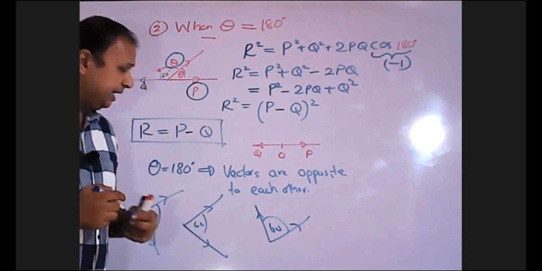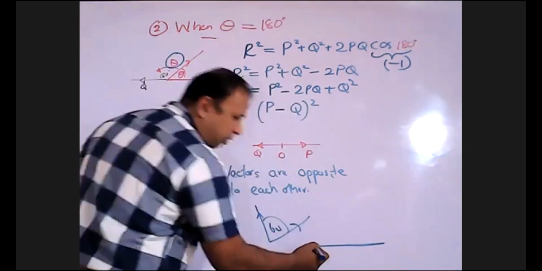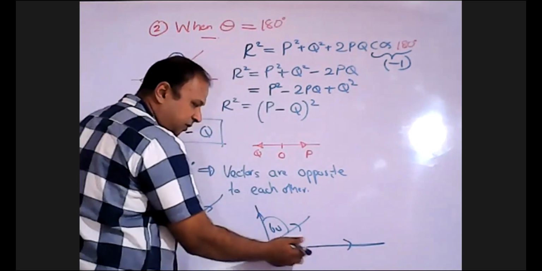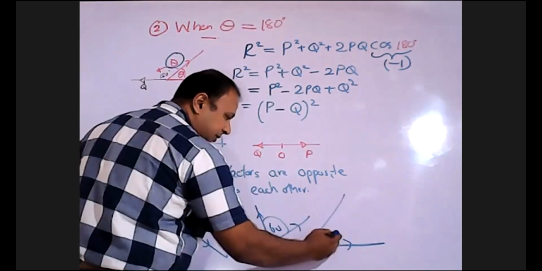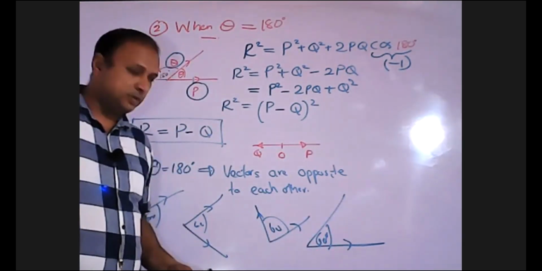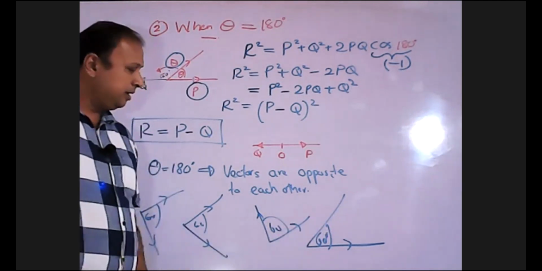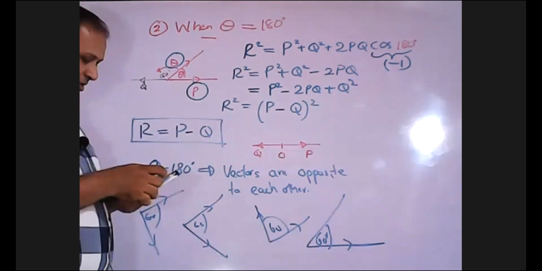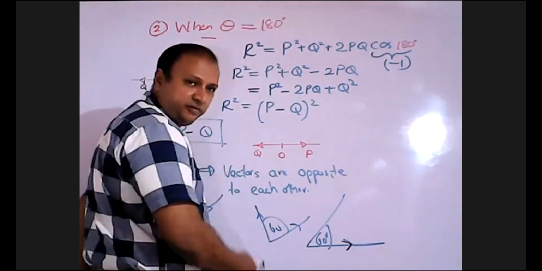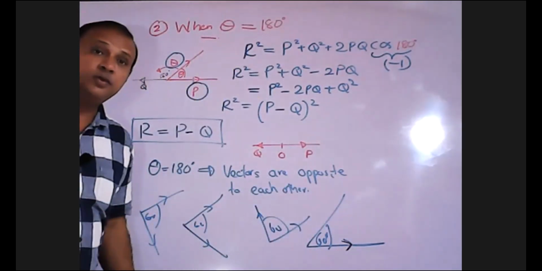But it is very easy if you mark one force as a horizontal force. With respect to this force, you can mark the angle. Because we can draw the parallelogram very clearly if one force is horizontal. If one force is horizontal, it is very easy to draw a parallelogram.